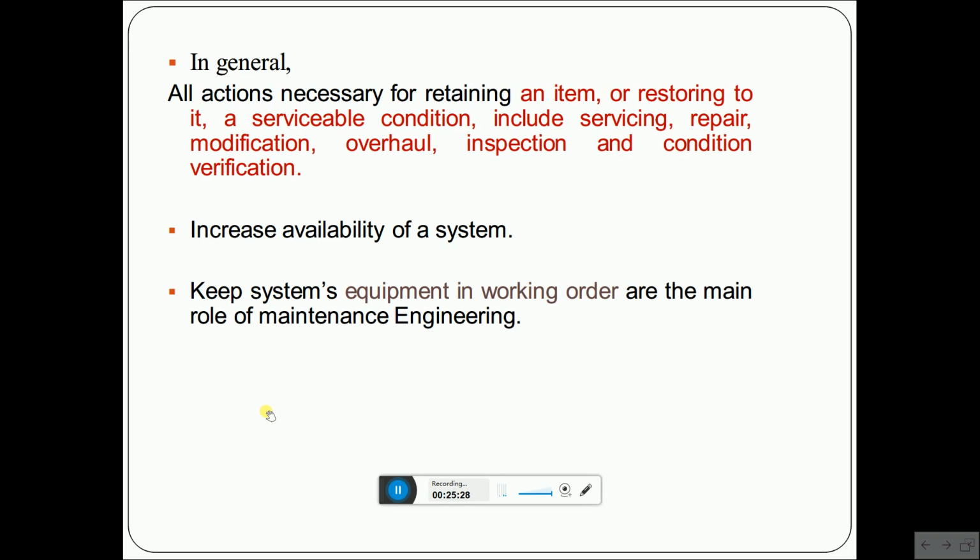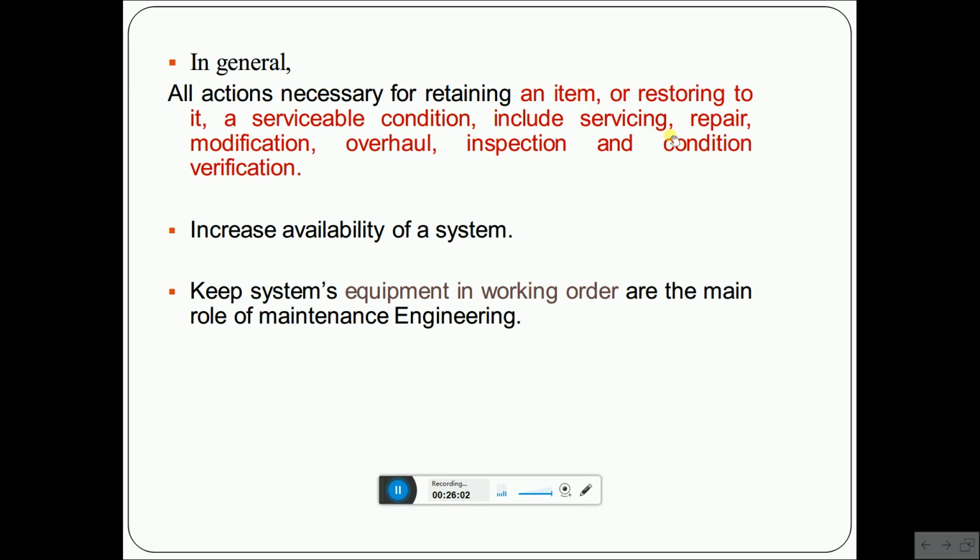So all actions that are necessary. These actions are nothing but all the approaches that we take and feel are necessary to retain an item or restore it to its serviceable condition, including servicing and repair. So all these things are basically actions of maintenance: repair, modification, overhaul, inspection, condition verification.